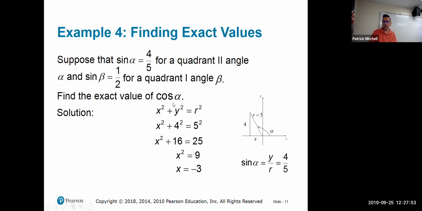We want to find the cosine of alpha. Oh, shoot. Sorry. I thought there was going to be stuff all over here. I forgot. The cosine of alpha is x over r. X is negative 3, r is 5. The cosine of alpha is negative 3/5.